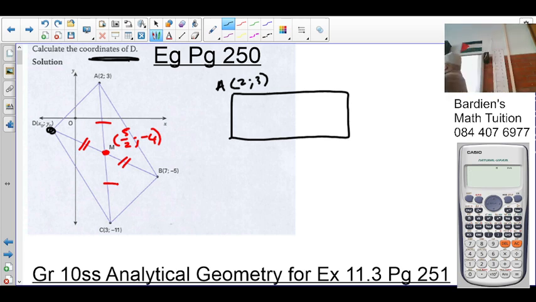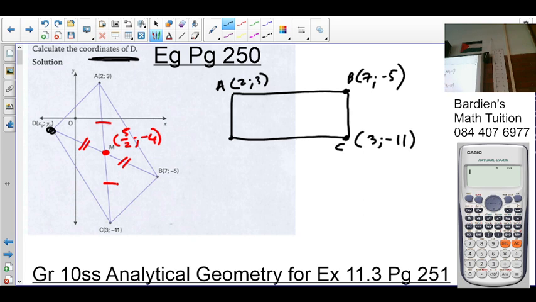Okay. So you got A, which is 2 and 3, then we got B, which is 7 and minus 5. Then we got C, which is 3 and minus 11. And we got D, which is X. Now, we're going to use a property of a parallelogram here, and that property is the lengths of the sides.